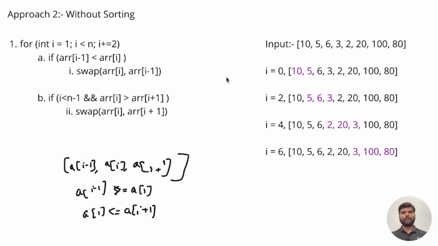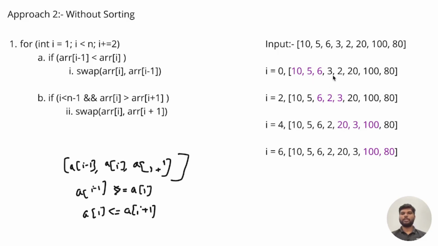Now let's see the step-by-step iteration of this algorithm. Suppose we are given an input array which is shown on the screen. We will start processing this 5. We check whether the number before this 5 is smaller than the current number. Well, that's not the case. The 10 is already greater than or equal to 5. Then we check whether this 5 is greater than 6. That's not the case either, so 5 is already smaller than 6.